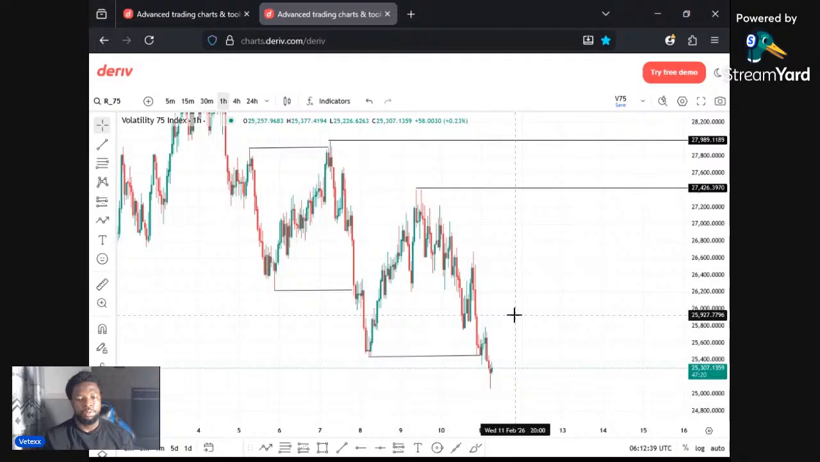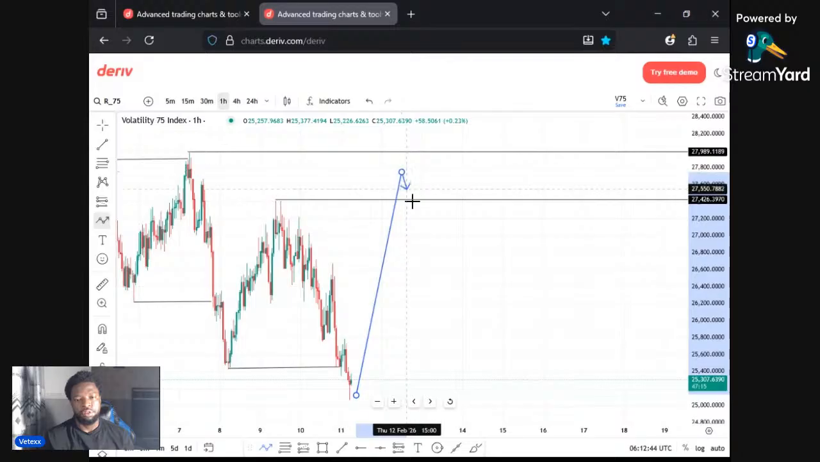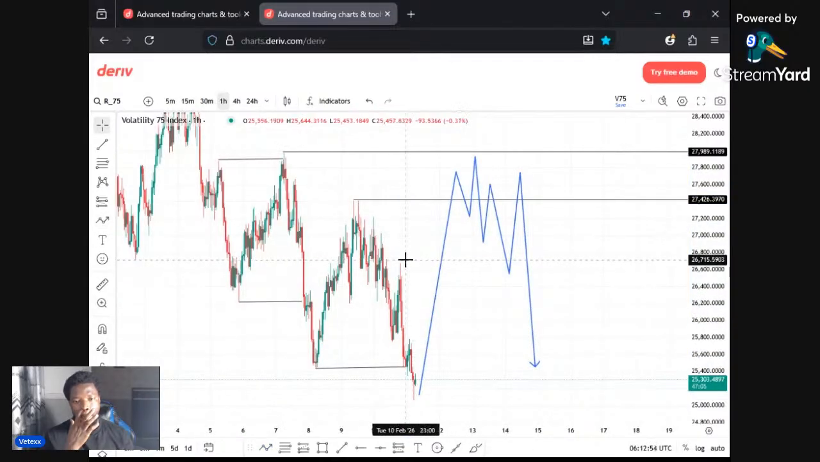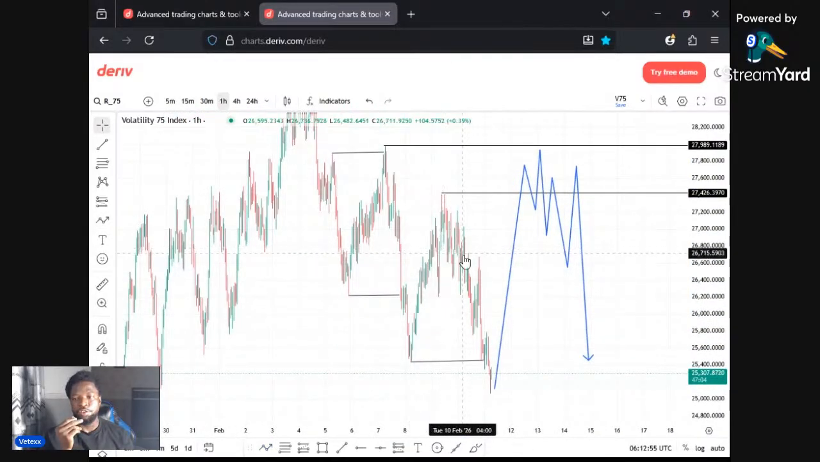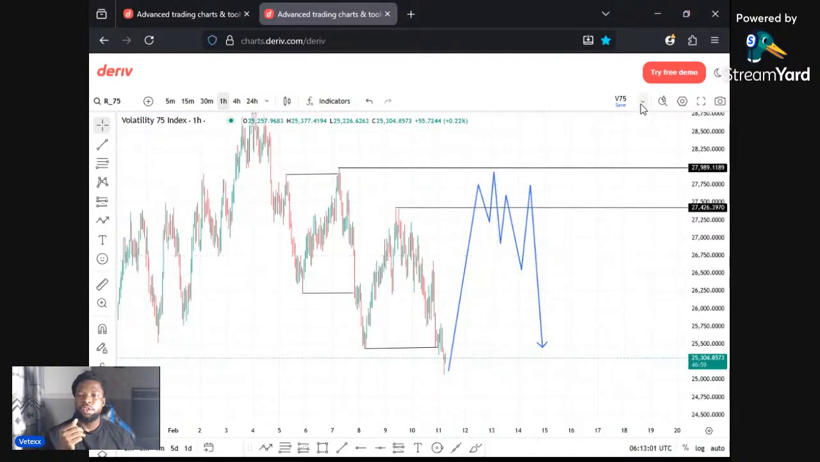So we're anticipating price to come into this zone, give us this, and then sell to the downside. So this is what we're anticipating on V75 and the 1 hour time frame. So the next pair now.